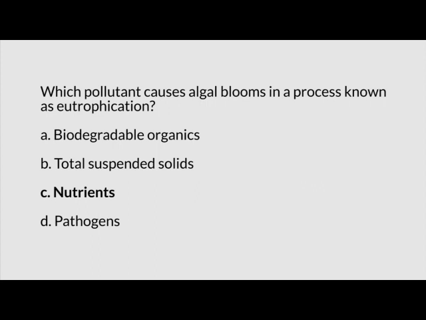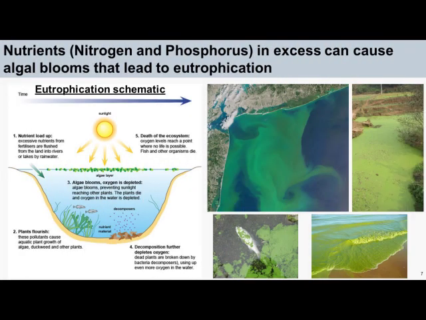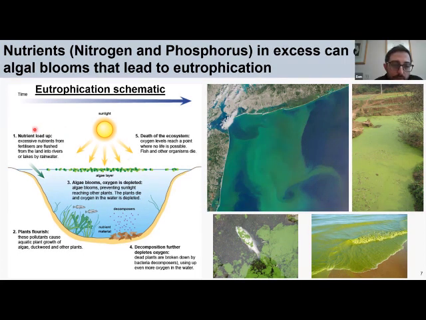All right. So I kind of explained that a little more here. So nutrients, nitrogen and phosphorus in excess can cause these algal blooms that lead to eutrophication. And I explained this pretty quickly, so I'll go through it again. Essentially what happens is you have nutrients that end up in a water system, okay? When that happens, algae is really happy. It starts growing really fast and it starts to basically cover the entire surface of this water.